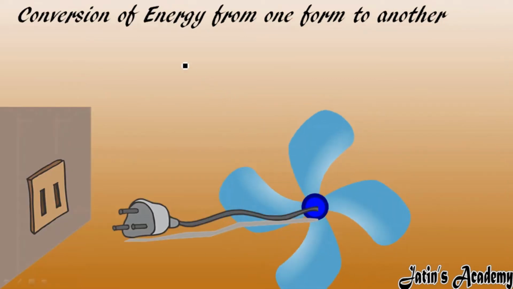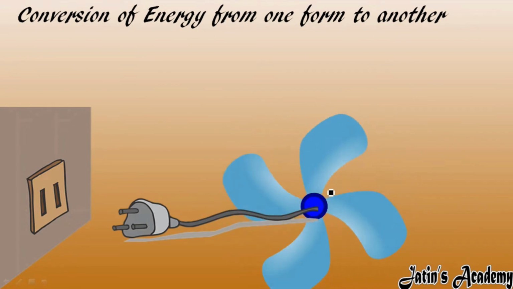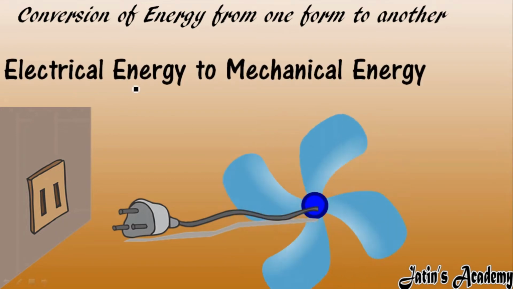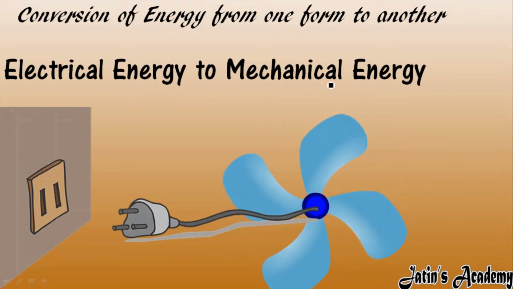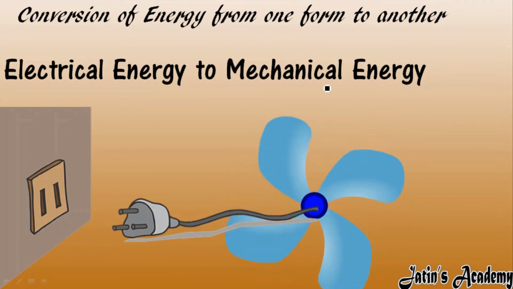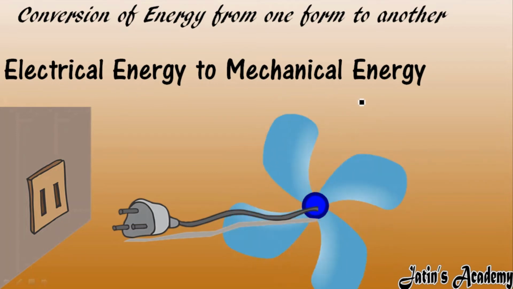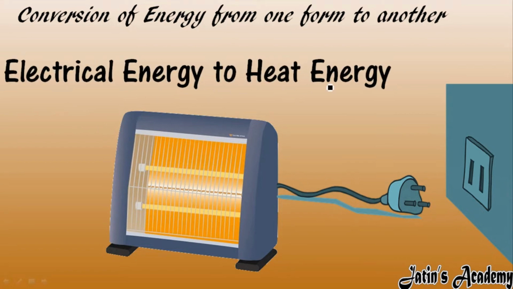Next we have, in this case we are giving electricity and the fan is rotating. Rotating is also a type of kinetic energy. So here electrical energy is converted into kinetic energy, or you can also write mechanical energy, related to rest or motion. So electrical energy is converted into mechanical energy. Next we have a heater, where we are giving electricity. So here electrical energy is converted into heat energy.